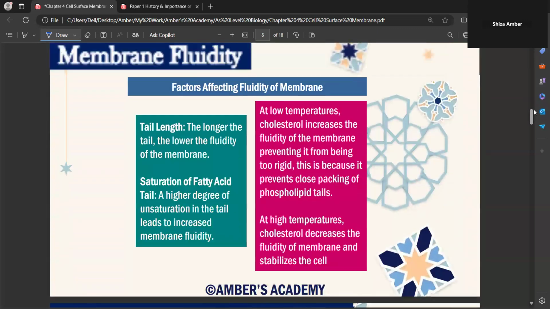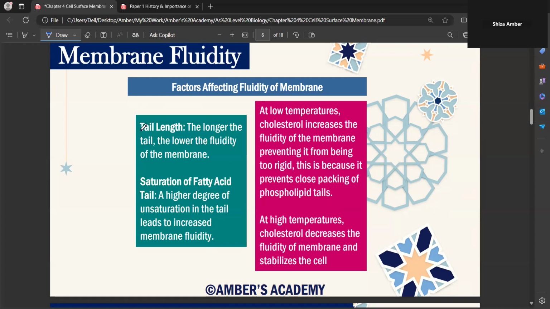Next. Okay, now moving towards fluidity. We said that the plasma membrane is fluid in nature. So there are certain factors that affect the fluidity of the membrane. Up till now, you should have this concept that the cell membrane is not static, it is fluid, and it is continuously moving. And what are those factors that influence the fluidity of the membrane? We are discussing those now.